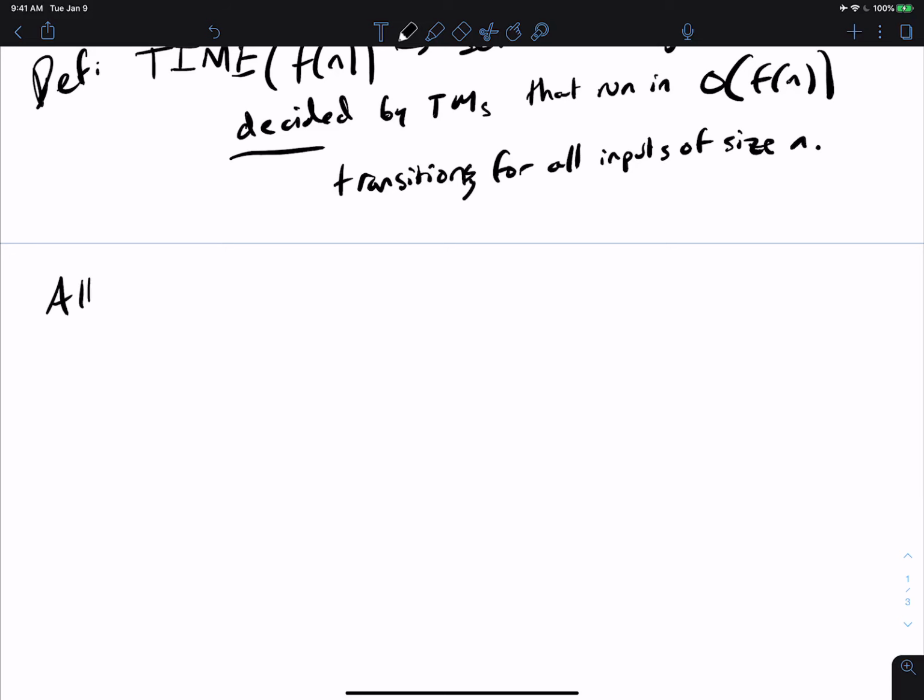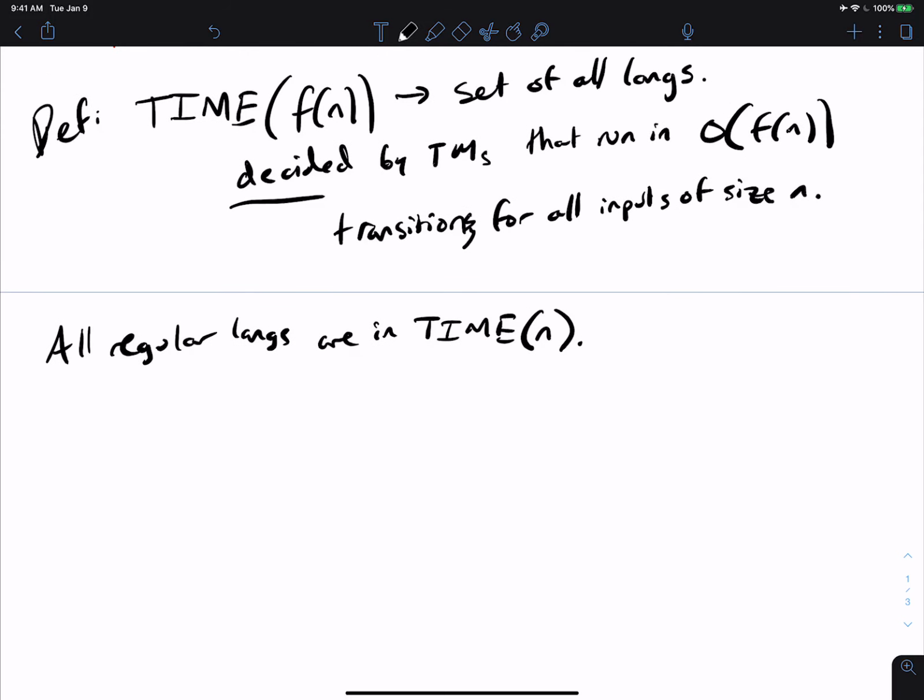So let's do an easy example. All regular languages are in TIME(n). And why is that? Well, TIME(n) is equivalent to all Turing machines running in big O of n time. But we've seen before that you can just go right across the input, and when you hit the blanks, then accept or reject as necessary. So this does run in big O of n time.